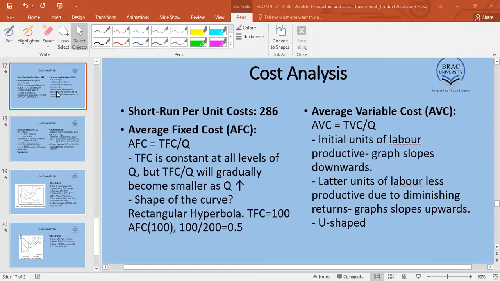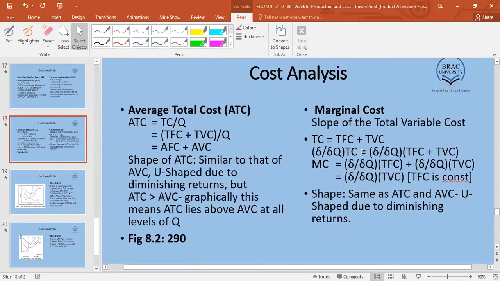Since you are in a little bit of doubt, average fixed cost, average variable cost, okay, look at this. Do we agree on this one? Total cost is equal to total fixed cost plus total variable cost? Yes, sir. Okay. In the next one, we have differentiated the two sides. This is the differentiation of total cost. This is the differentiation of total fixed cost and total variable cost.